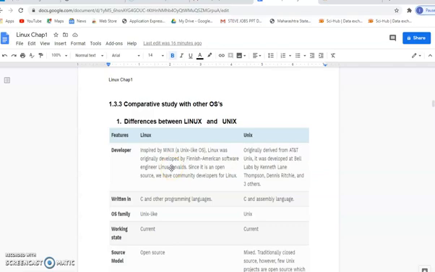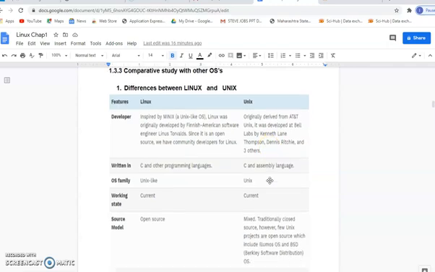Linux actually took its concept from Unix itself. So there are many similarities, but along with that there are some differences also. Linux was inspired by Minix, which was developed by Andrew Tanenbaum. Who developed Linux? Linus Torvalds. Linus Torvalds developed Linux in 1991, and it is one of the concepts of open source software. Unix was developed at AT&T Bell Laboratories by Ken Thompson and Dennis Ritchie.